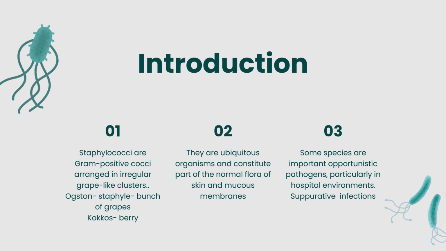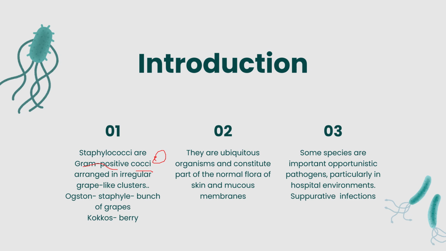So staphylococci are gram-positive cocci. Gram-positive, why? Because they are purple in color when we stain them using a gram stain. And cocci because they are spherical in shape. Because they are round in shape, we call them cocci. And because they are purple in color, we call them gram-positive. So it is clear by now that staphylococci are gram-positive cocci.